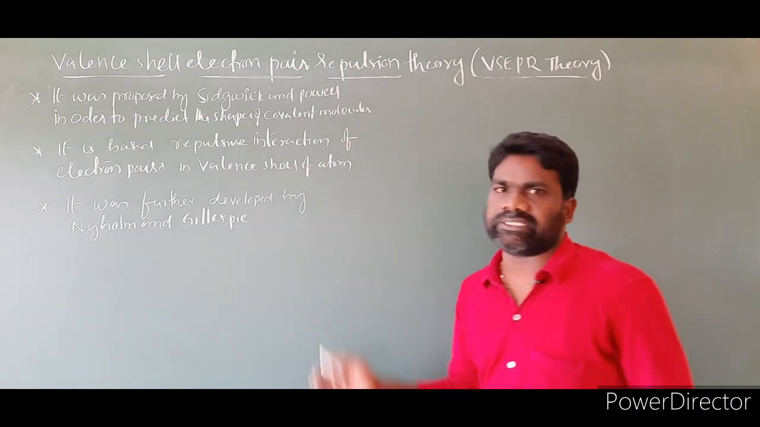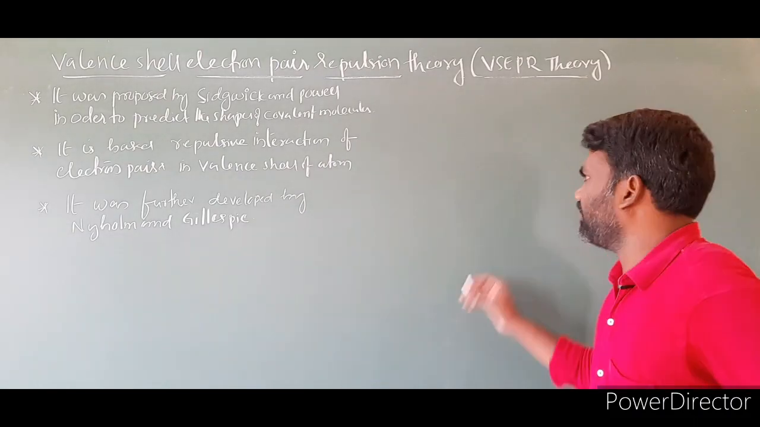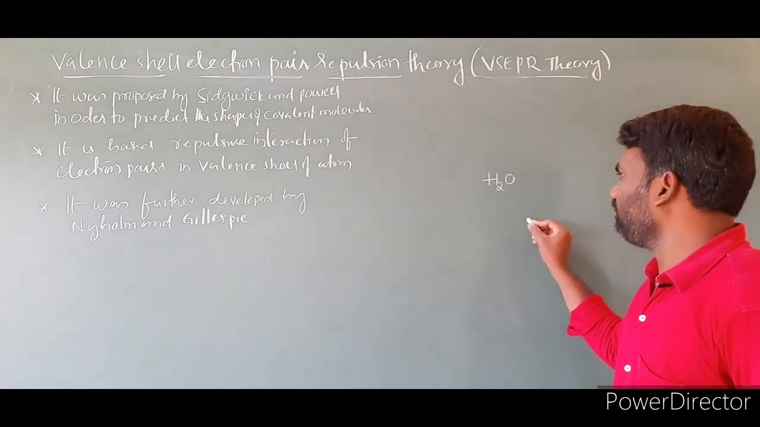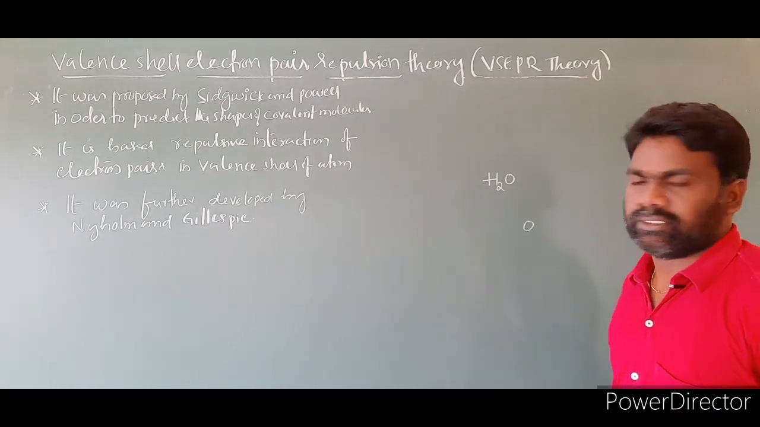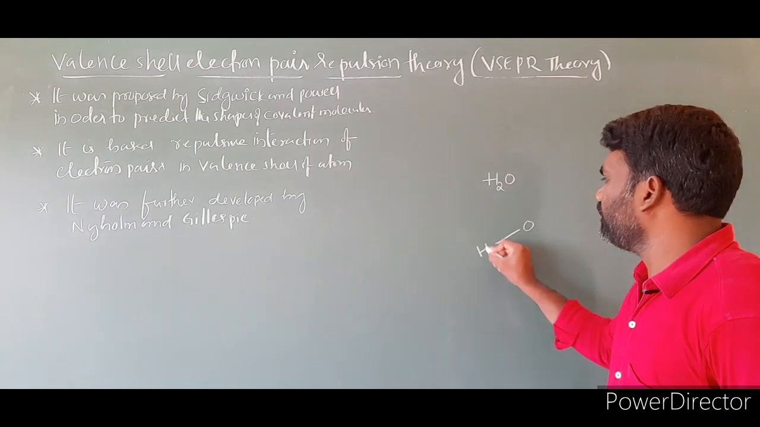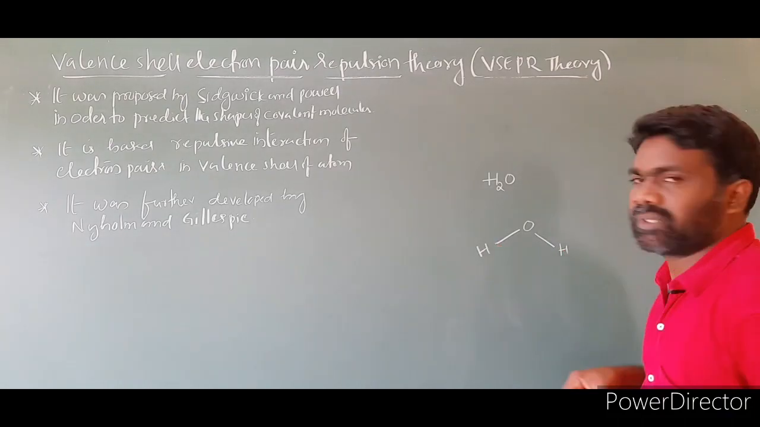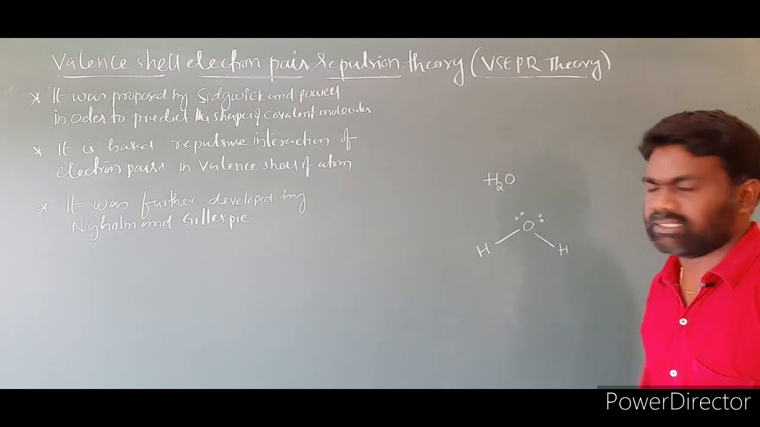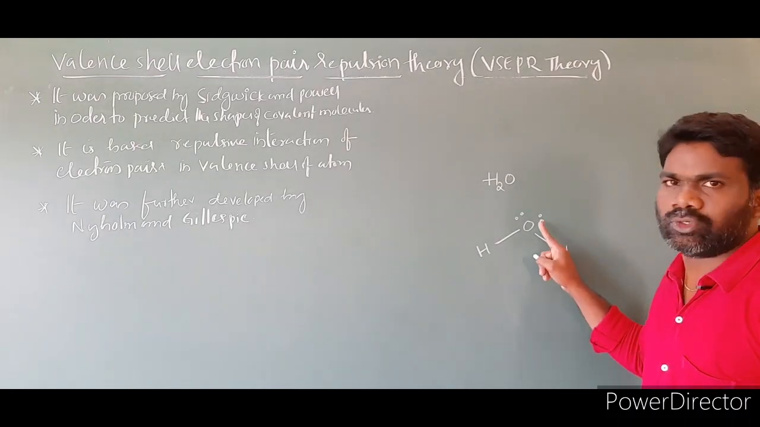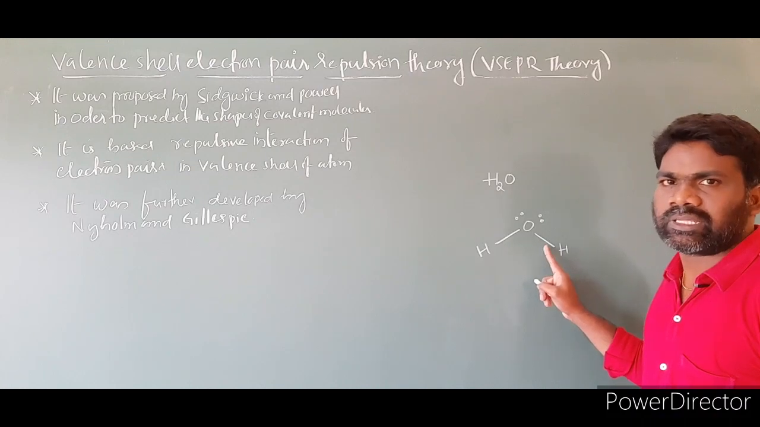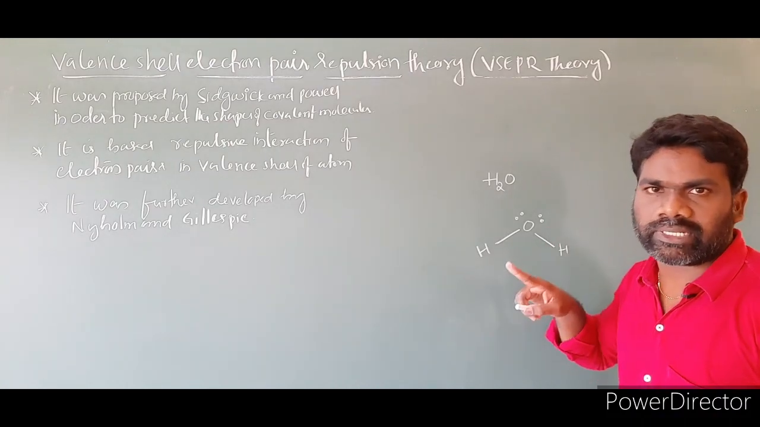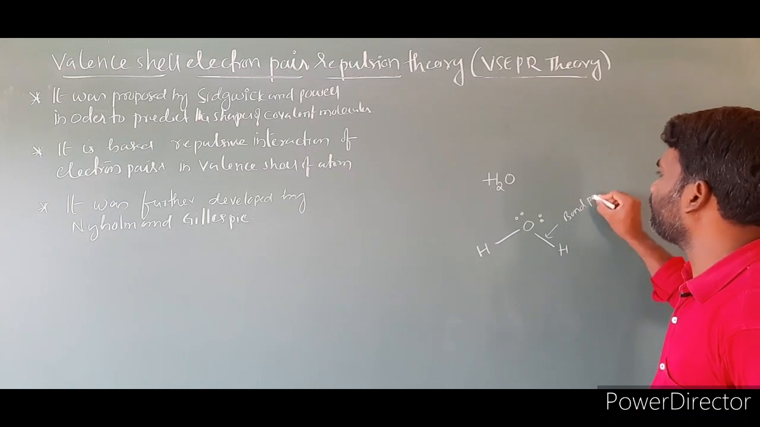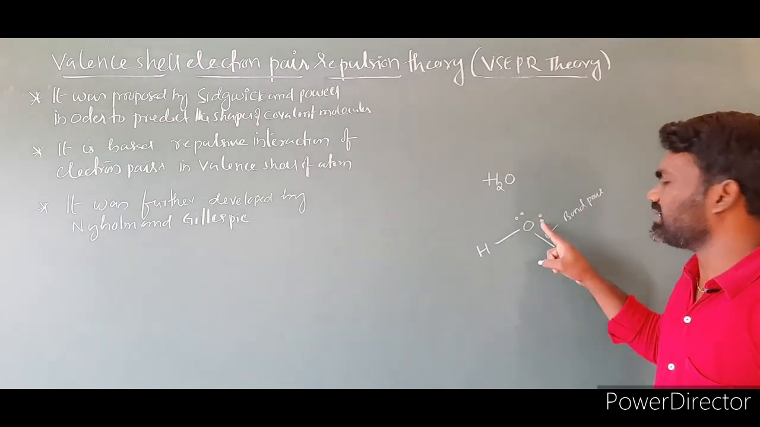Now let us understand the exact meaning of this point by taking an example. I am taking the water molecule, H2O. In the water molecule, oxygen is at the center and it is bonded to two hydrogens like this. On oxygen there are two lone pairs like this. So this is a bond pair, and these are the lone pairs. Bond pair means the valence electrons which are involved in the bonding.